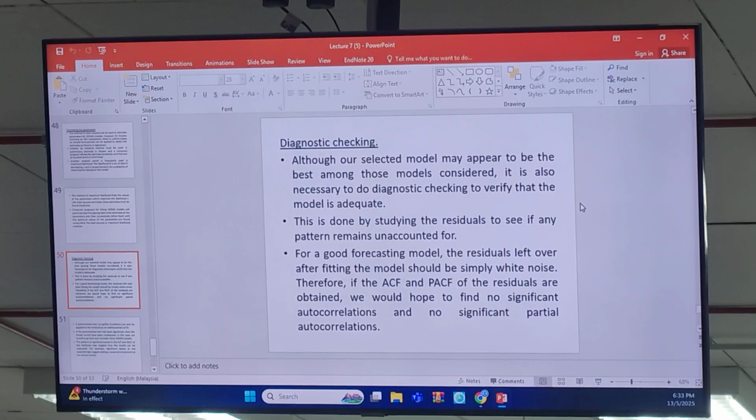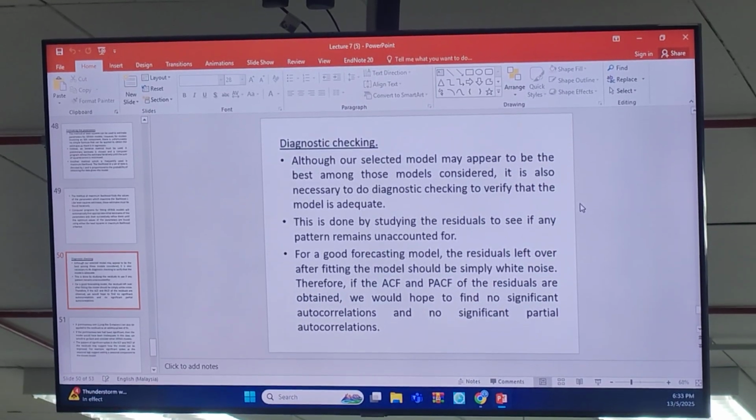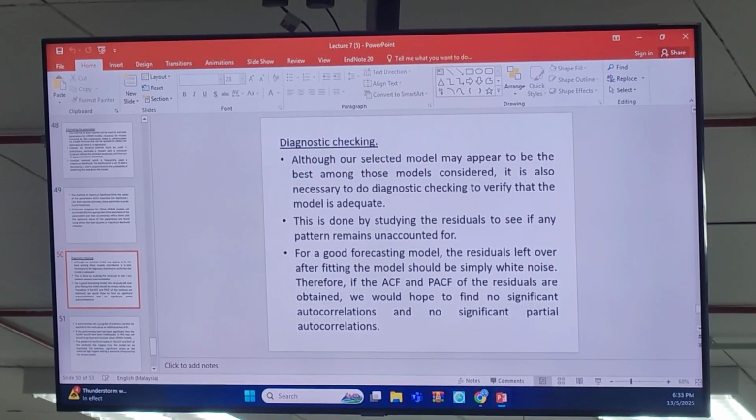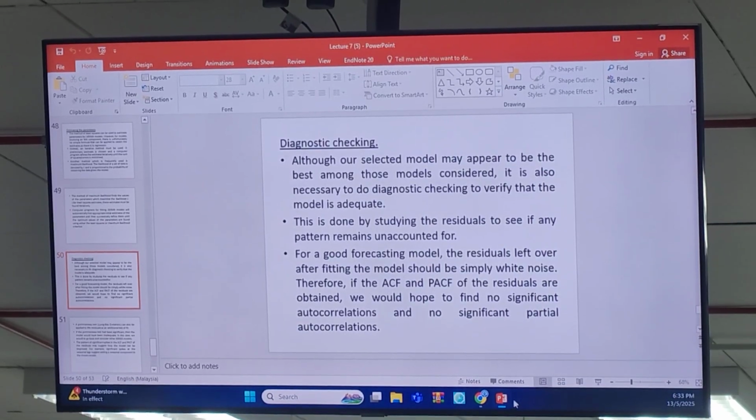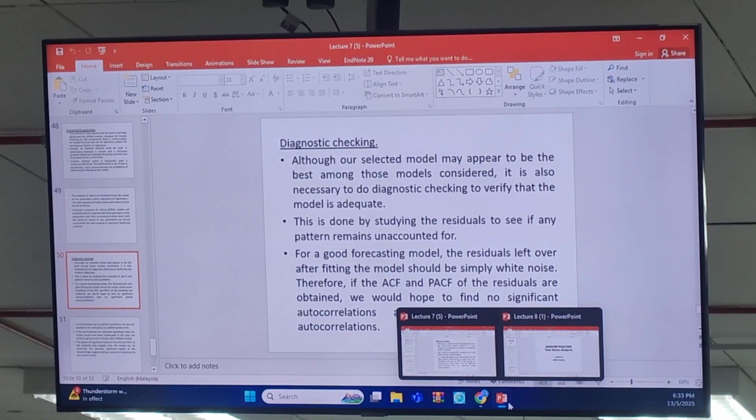Smallest or highest depends on whether we want to minimize or maximize the objective function. And then diagnostic checking. Although our selected model may appear to be the best among those considered, it is also necessary to do diagnostic checking to verify that the model is adequate. This is done by examining the residuals to see if any pattern remains unaccounted for. The Box-Jenkins steps that I showed you just now do not suggest checking invertibility and stationarity, but basically it is good to check those as well.